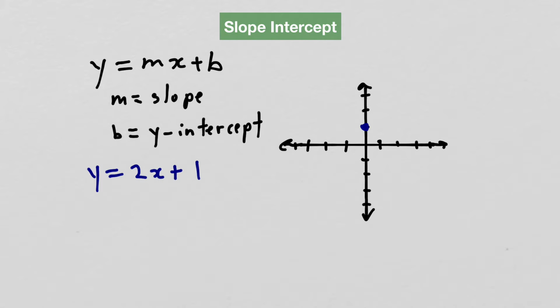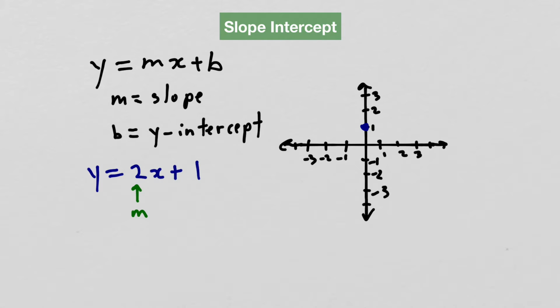Okay, so let me label these 1, 2, 3, 1, 2, 3, -1, -2, -3, -1, -2, -3. Okay, and then your slope is 2, which is your m. Right here, this is your m.